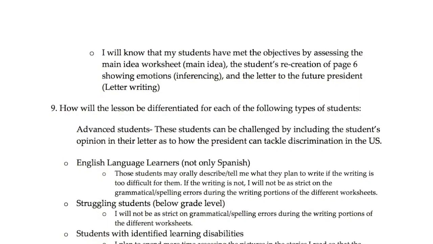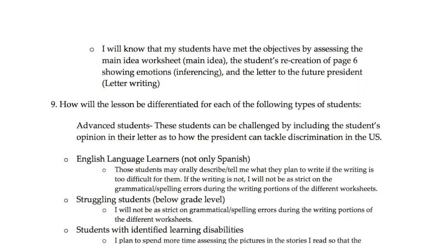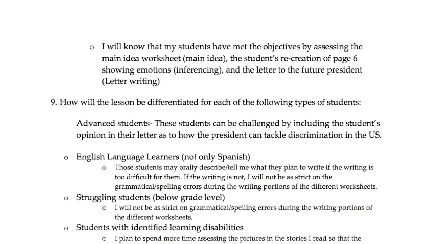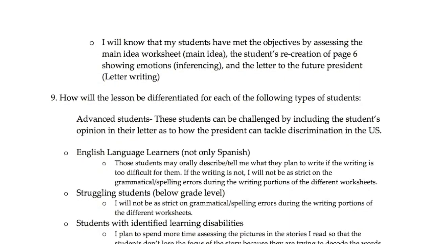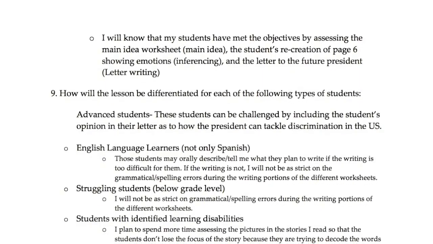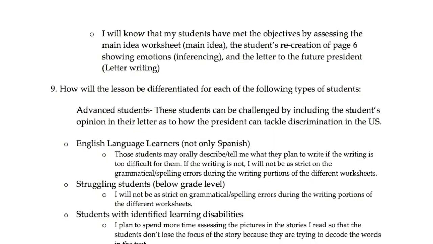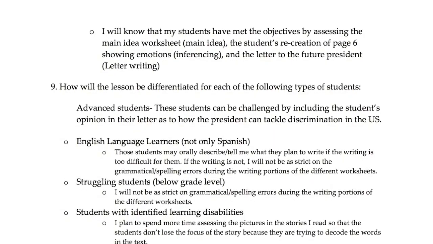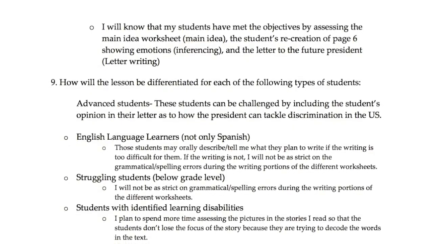I will differentiate my instruction for my ELA students by having those students orally describe or tell me what they plan to write if the writing is too difficult for them. If the writing is not, I will be as strict on the grammatical and spelling errors during the writing portions of the different worksheets. I'll differentiate my instruction for my struggling students by not being as strict on grammatical and spelling errors during the writing portions of the different worksheets.